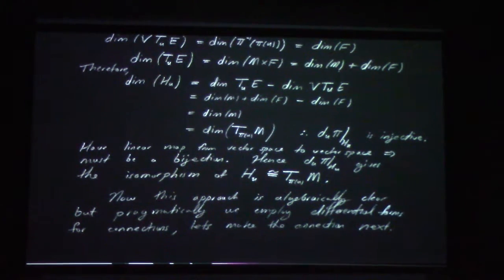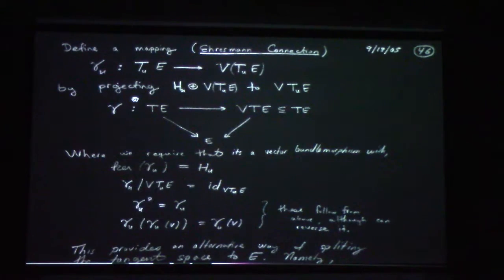So this approach is algebraically clear, but pragmatically, we can employ differential forms for a connection, which is the next connection we'll make. On September 13th of 2005, when I took this course, we defined an Ehresmann connection. I say we, I really mean Dr. Fulp. Anyway, so the Ehresmann connection is a mapping from the tangent space at U to the total space to the vertical vectors. All right, and it's just defined by projection of this onto the vertical piece.